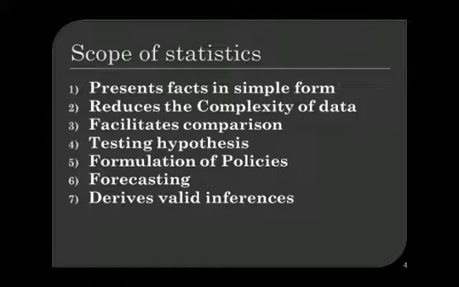Forecasting. The future is uncertain. Statistics helps in forecasting the trends and tendencies. Statistical techniques are used for predicting the future values of a variable. Derives valid inferences. Statistical methods mainly aim at deriving inferences from an inquiry. Statistical techniques are often used by scholars, planners, and scientists to evaluate different projects. These techniques are also used to draw inferences regarding population parameters on the basis of sample information.